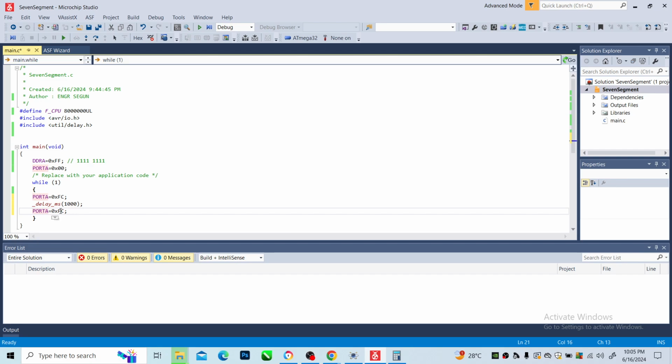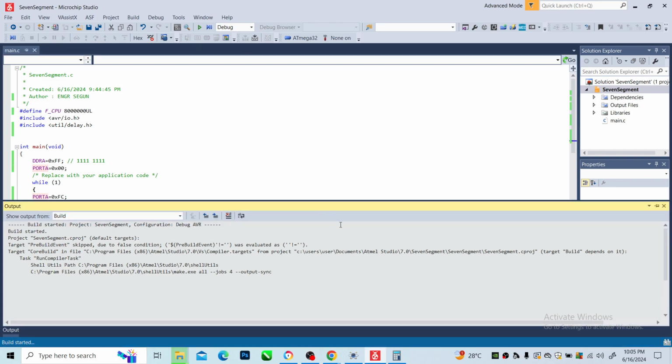I believe this should be something around 0b011000000 and then 1 2 3 4 5 6 7 8 9. So this is what it should look like for one.